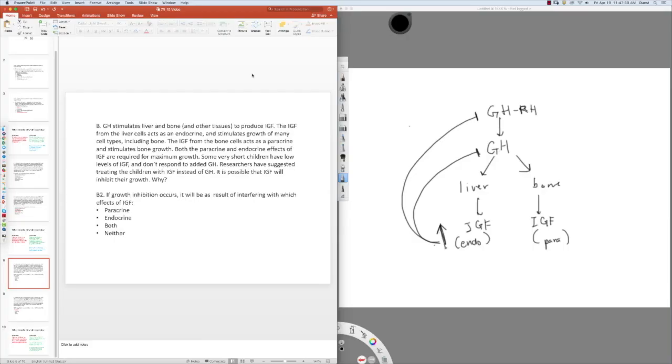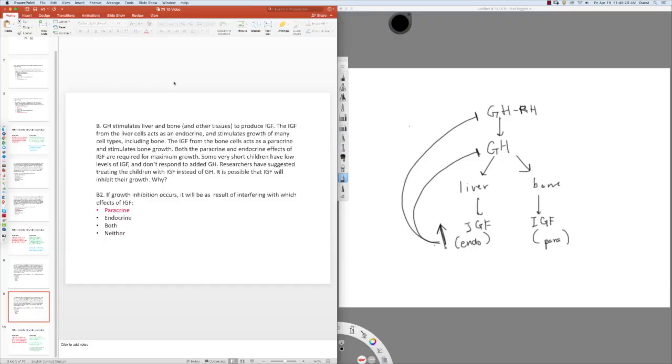The liver produces IGF, with the GH and the GHRH being inhibited. Meanwhile, the bone produces IGF, and all the paracrine effects of IGF seem not to be too involved in this negative feedback. So I'm going to go with endocrine, since that seems to be the part of the hormonal circuit that's involved in negative feedback and all this modulation. Well, it turns out I chose the opposite answer. Now let's think about why that is the case.